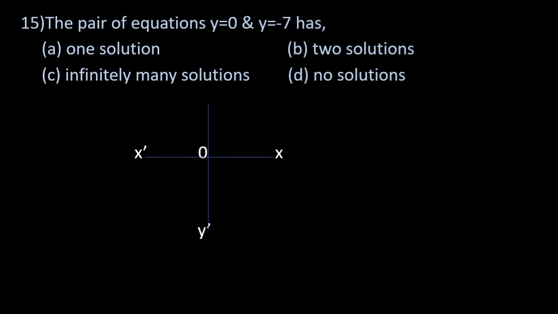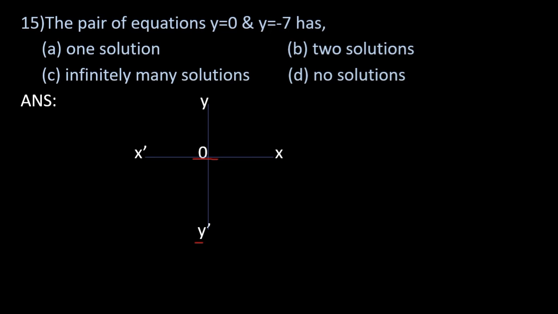Next one, the pair of equations y is equal to 0 and y is equal to minus 7. The options are 1 solution, 2 solutions, infinitely many solutions, no solution. For this one, I'm drawing a graph. I drew it and marked y dash, x dash and everything. Now we check: they give y is equal to 0, which means it lies on the x axis. And the other value is y is equal to minus 7, which lies on the y dash axis side.